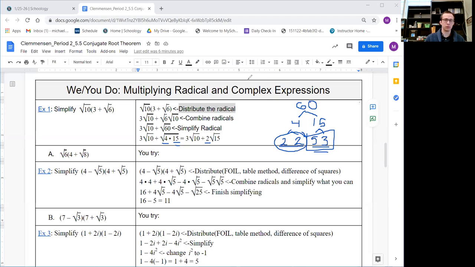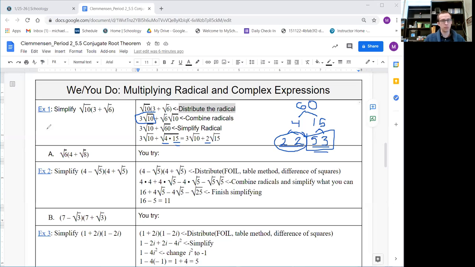So we combine the 6 and 10 because they're both square roots. I can combine the both right here because they both have the same thing. They are both square roots. I can't combine these two because only one of them is a square root. So I can only combine things that are matching.